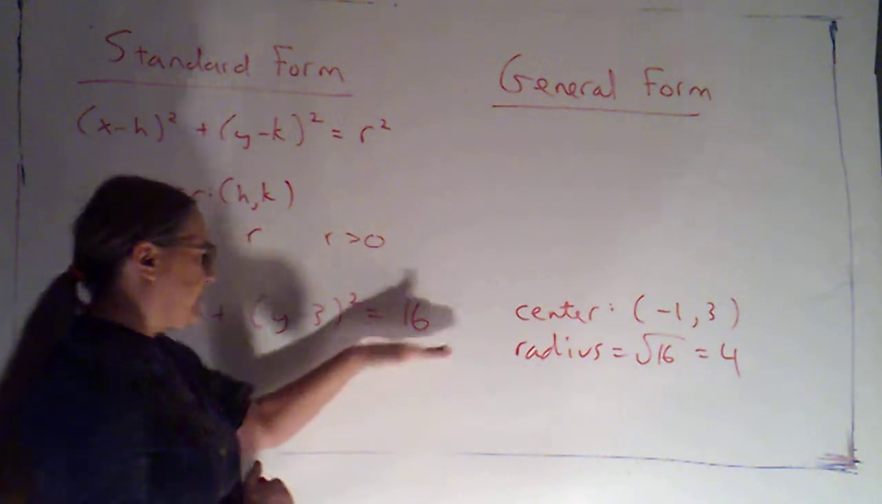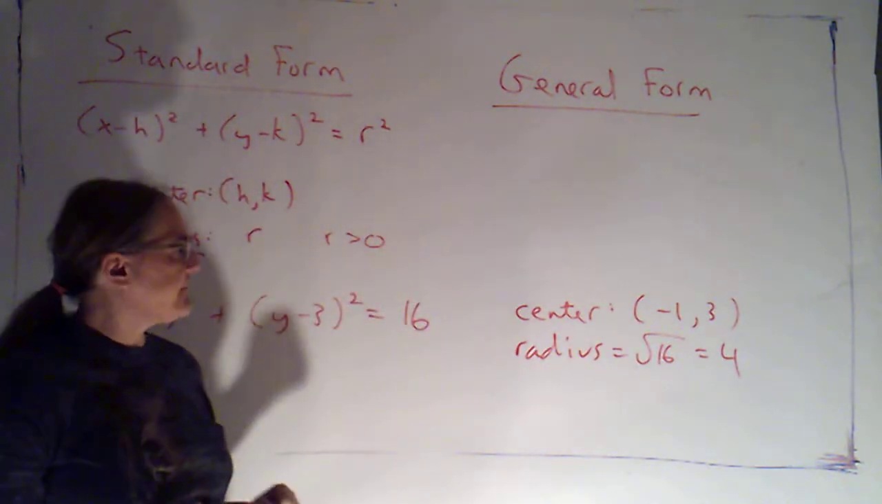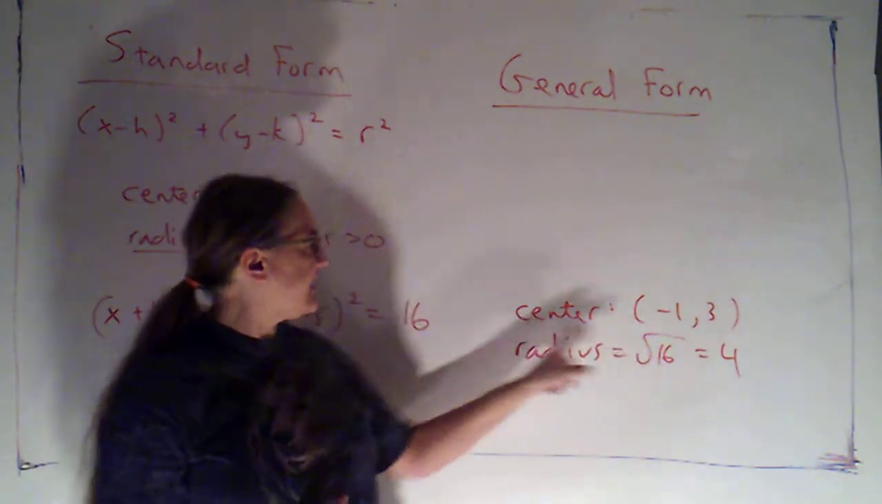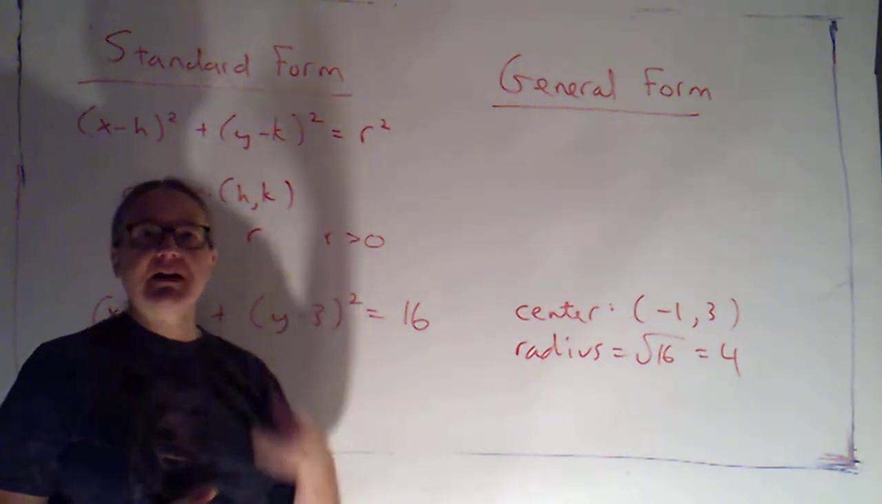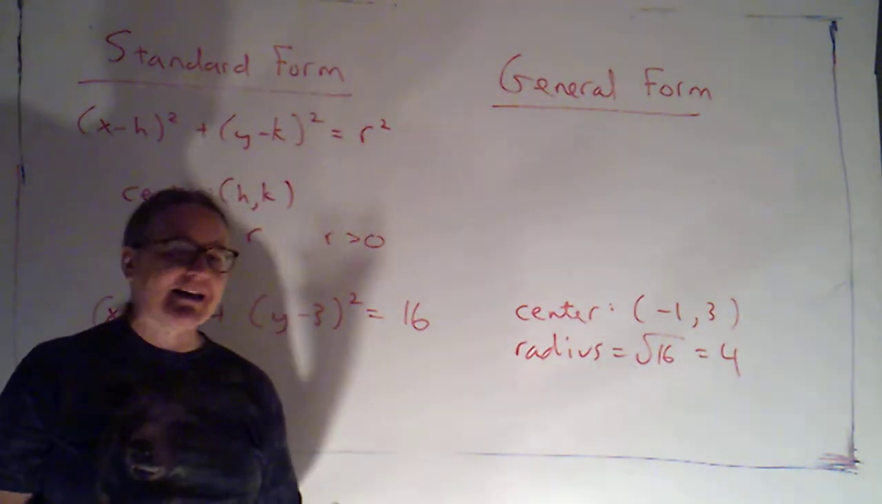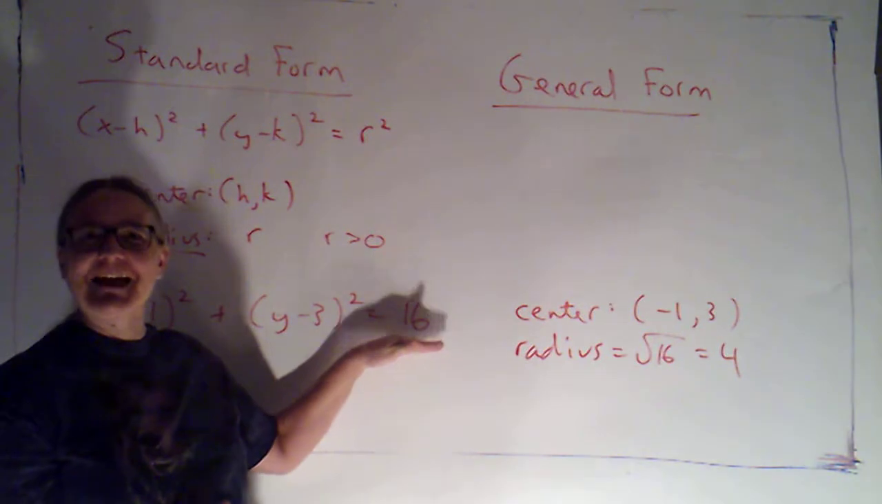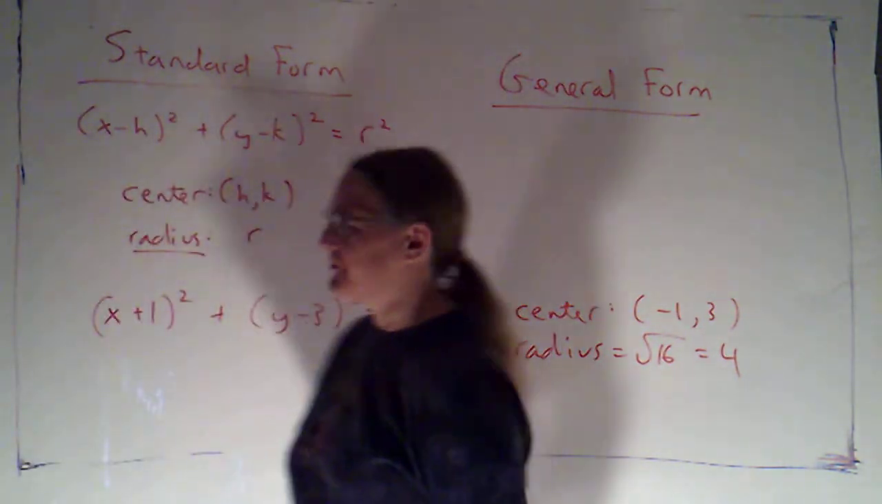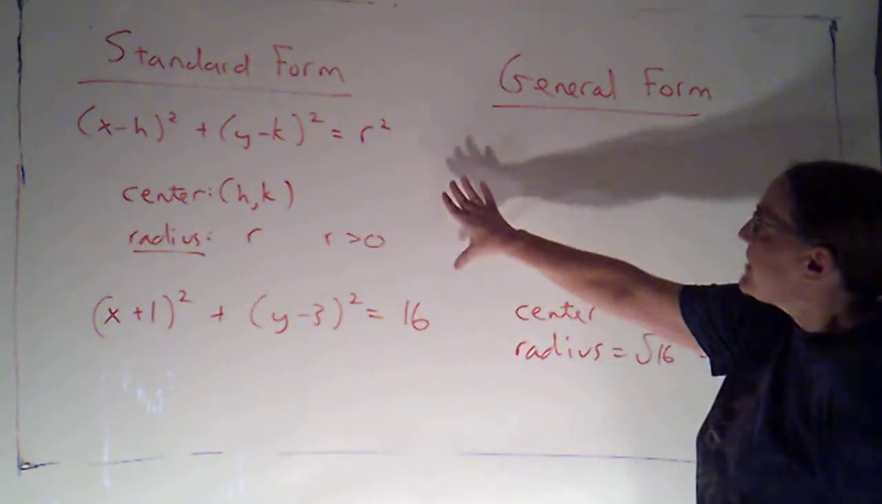Now, I'm capable of doing in my head that the square root of 16 is 4. I like to write that I'm taking the square root of that number because that just reminds me that that's how I get the radius, that I don't just take that number, I have to take its square root. So that's in standard form.